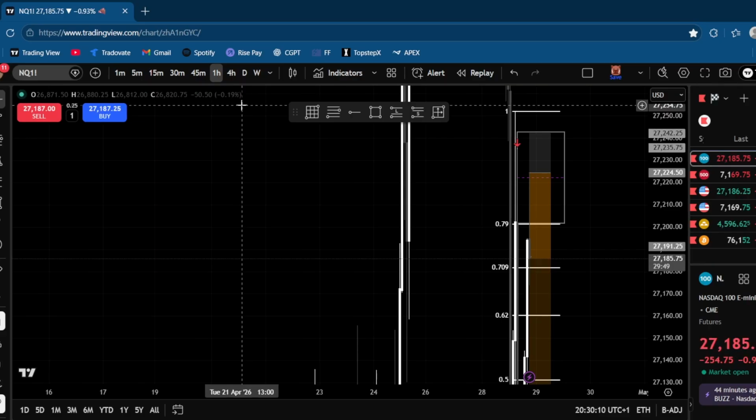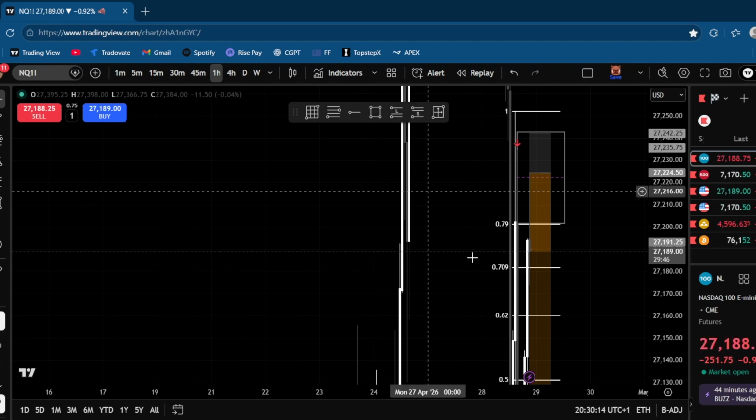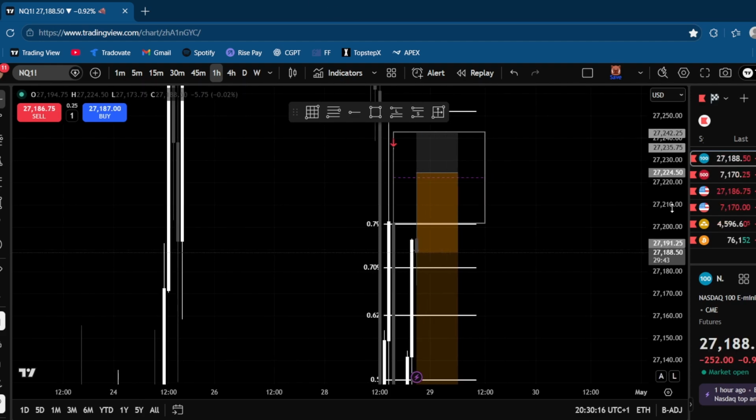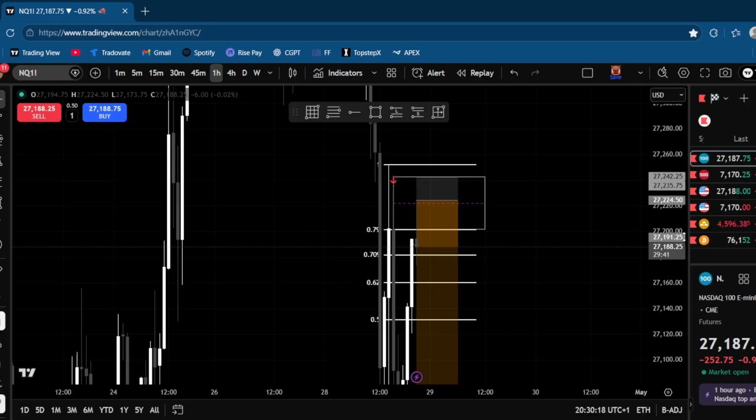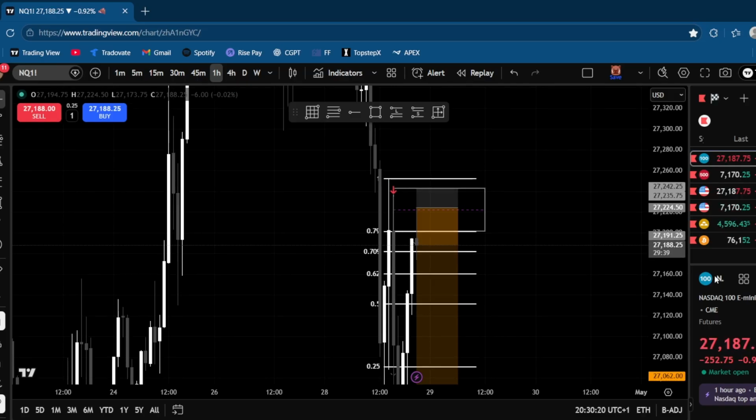It works especially well, at least I've found it works especially well, on New York session open, London session open, Asia session open. I tend to focus on London and Asia more, only for the pure fact that there's just not as much manipulation. Yeah, that's me personally. It does work in all of them.